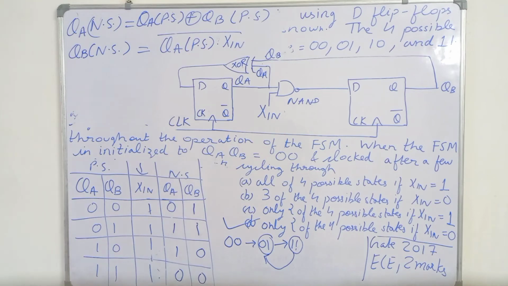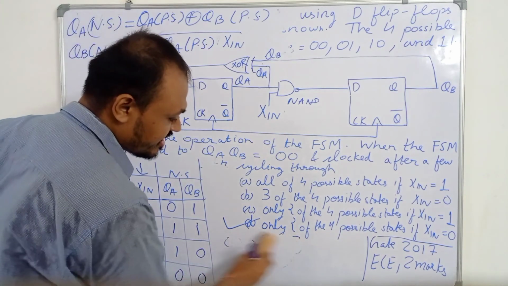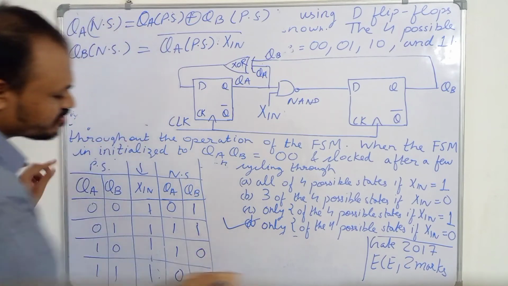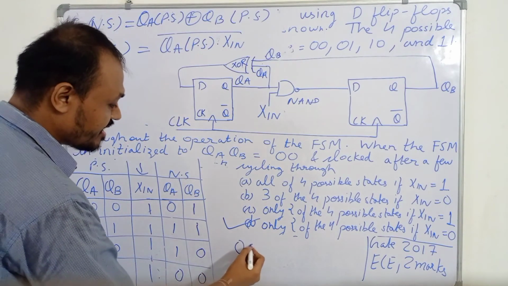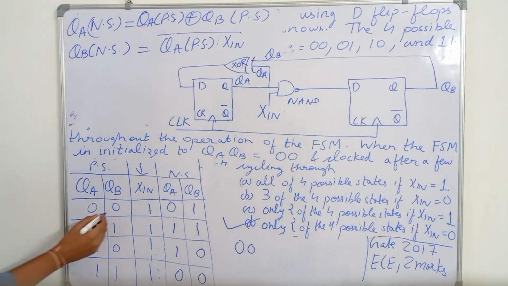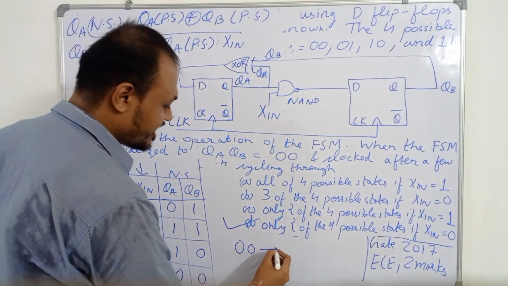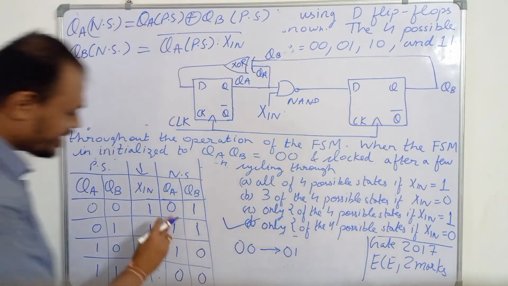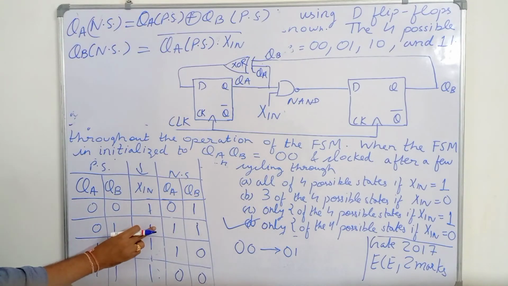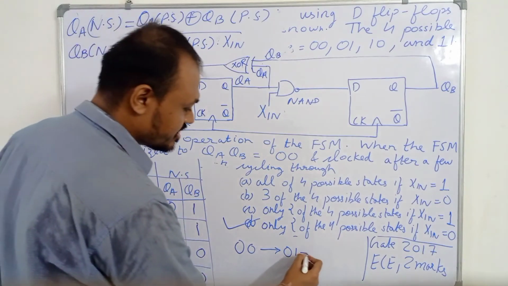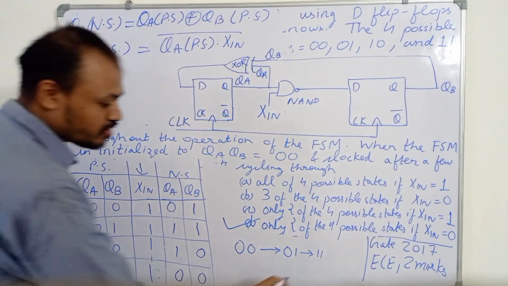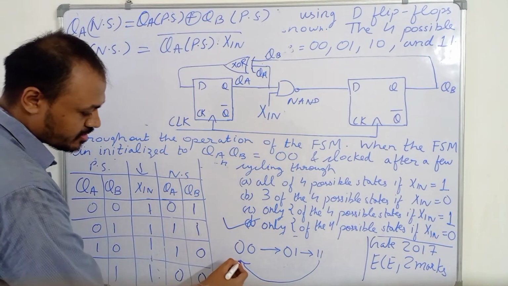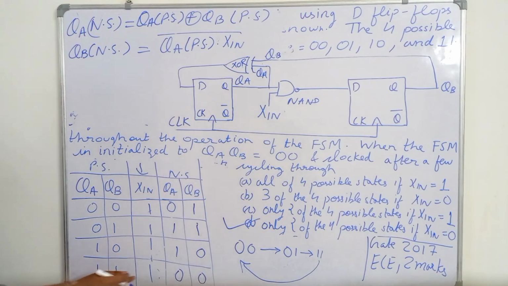So now let's draw the state transition diagram for this as well. If present state is 0 0 and input is 1, then it will go to 0 1. Now present state is 0 1, input is 1, next it goes to 1 1. Then in 1 1, with input 1, it goes to 0 0.